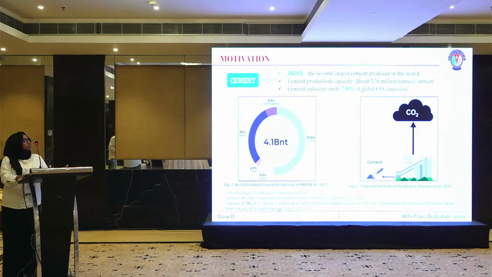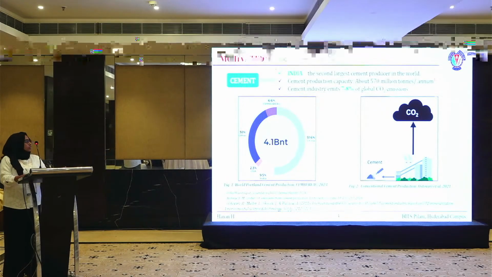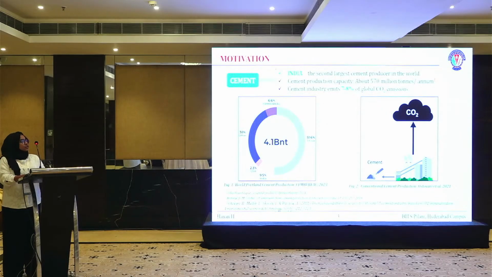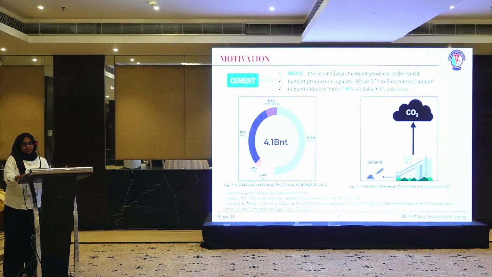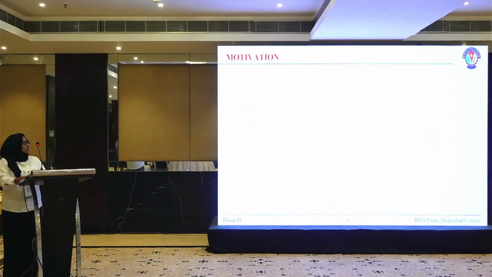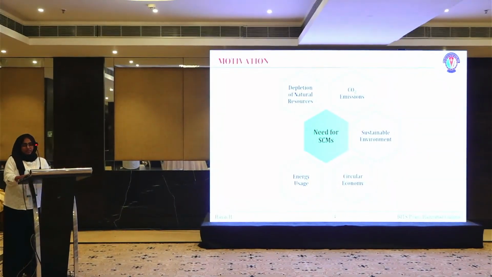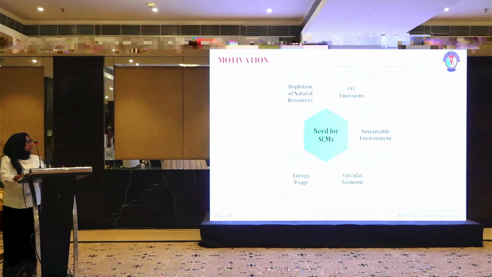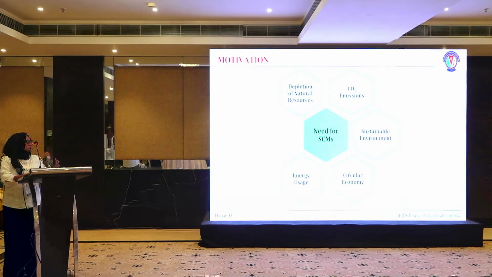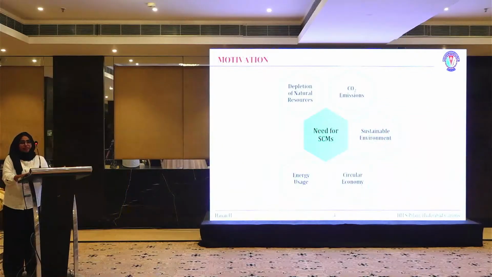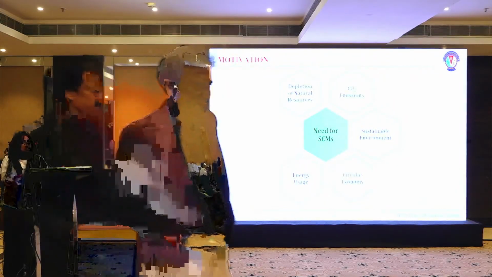The industry has become the third largest source of anthropogenic carbon dioxide emission, accounting for around 7 to 8% of the global carbon dioxide emission. So what can be done in order to reduce this carbon dioxide emission? As a solution, the need for supplementary cementitious materials comes into the picture, thereby creating a sustainable environment. The need for SCM in the construction industry.